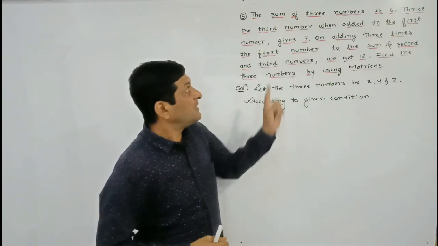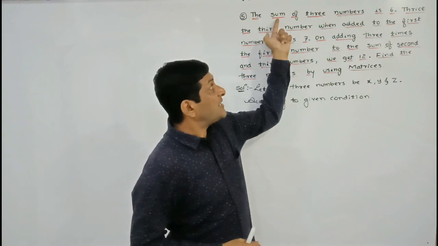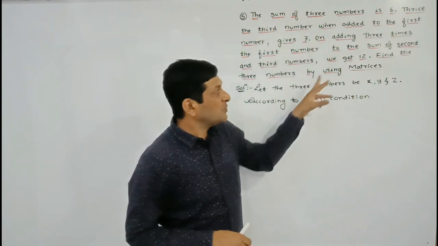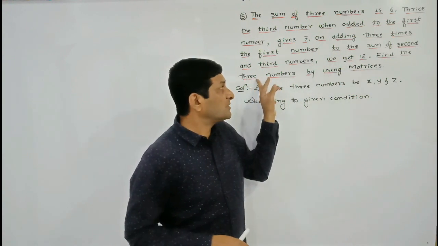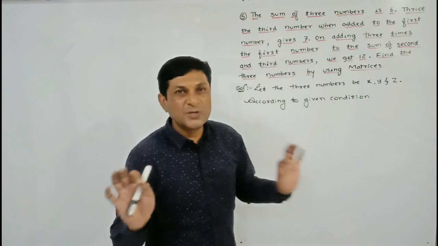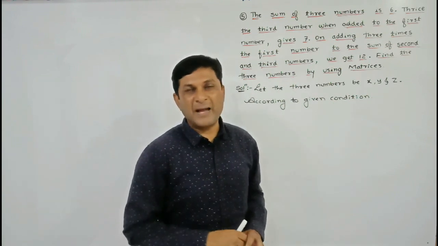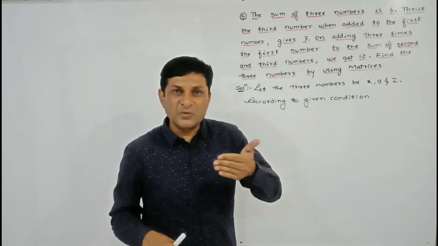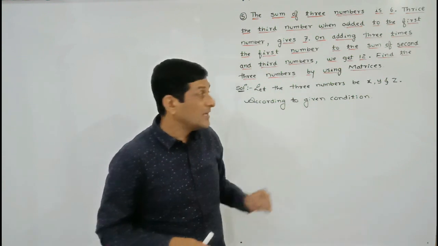In this example, the given condition is that the sum of three numbers is 6. This is the first condition. The question is also to find the three numbers by using matrices. So let us denote the required three numbers by x, y and z, and according to the given conditions, let us see what equations we are getting here.